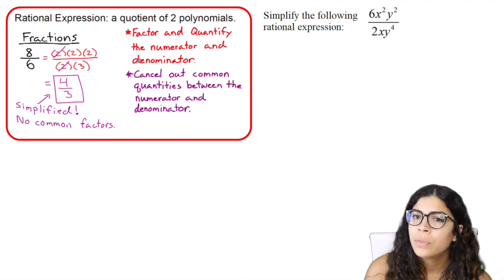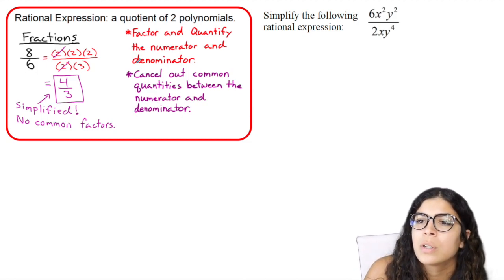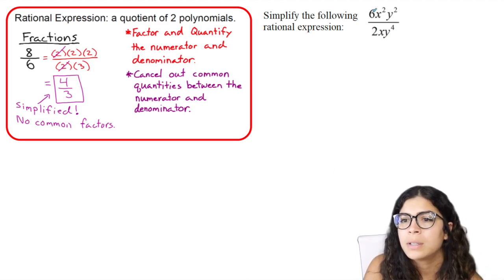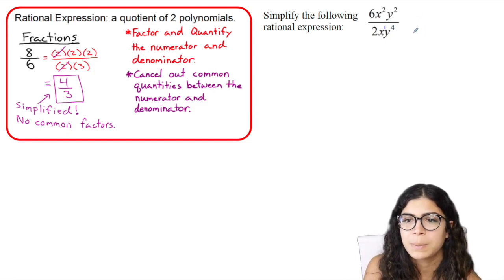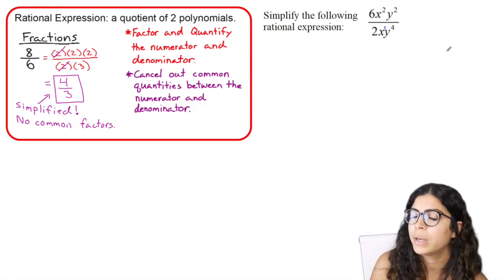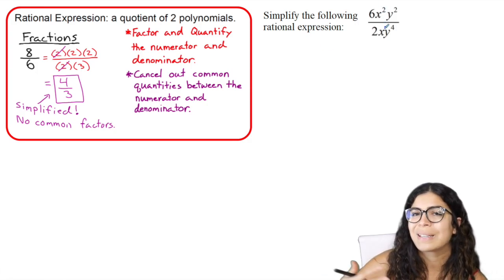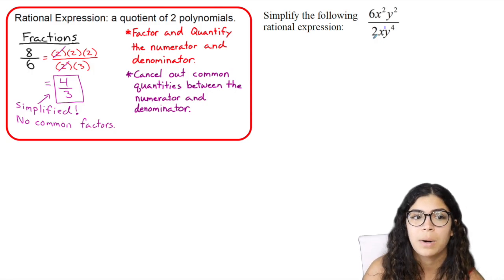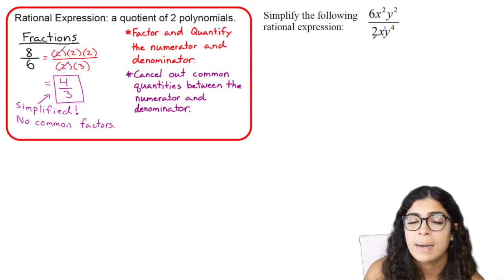Now, the way that I want to simplify this, of course, we could just go in and do 6 divided by 2, and we could do x squared divided by x to the power of 1, and use the exponent properties to simplify this. But the way that I want to do this is by factoring, because that's what we're going to extend and build on for the more complex problems that we're going to look at next.